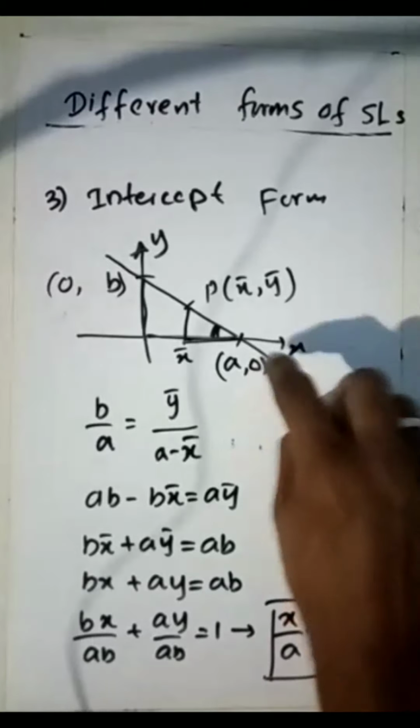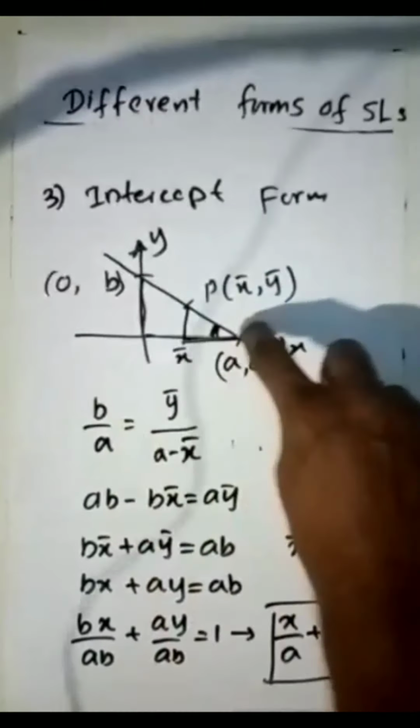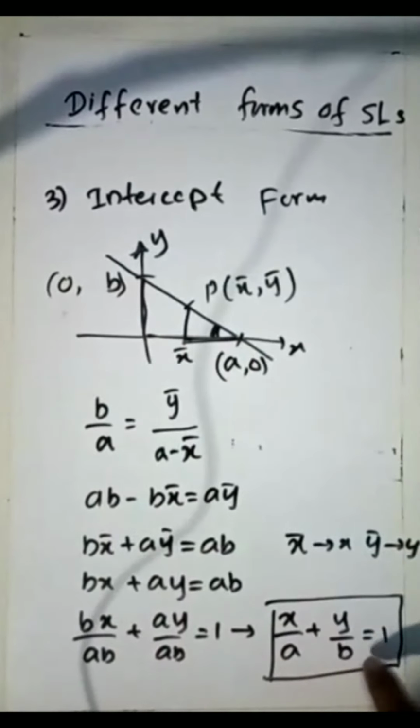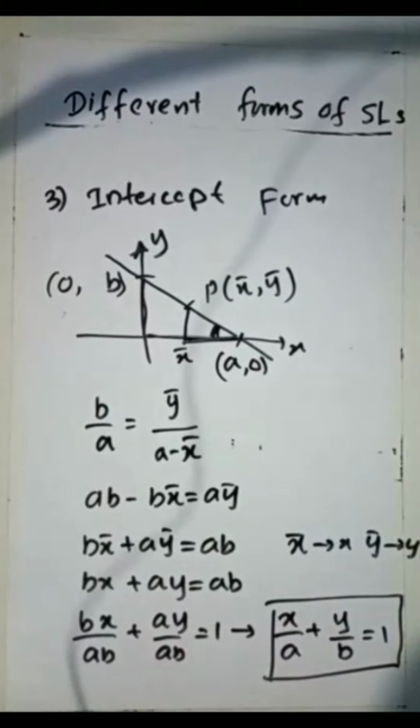Only the given data x-intercept and y-intercept. X-intercept A, y-intercept B. Then the equation x over A plus y over B equal 1. That is the third form, intercept form. Right, so remember that equation like y equal mx plus c. Now there are 3 done.